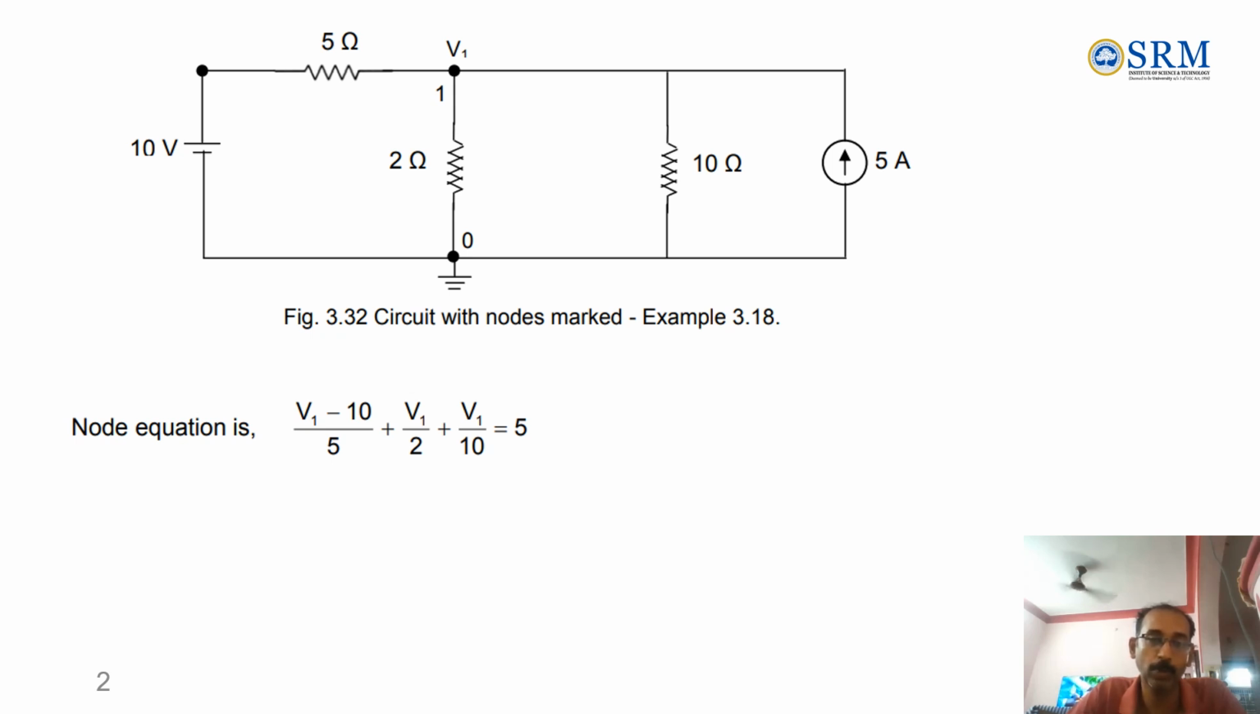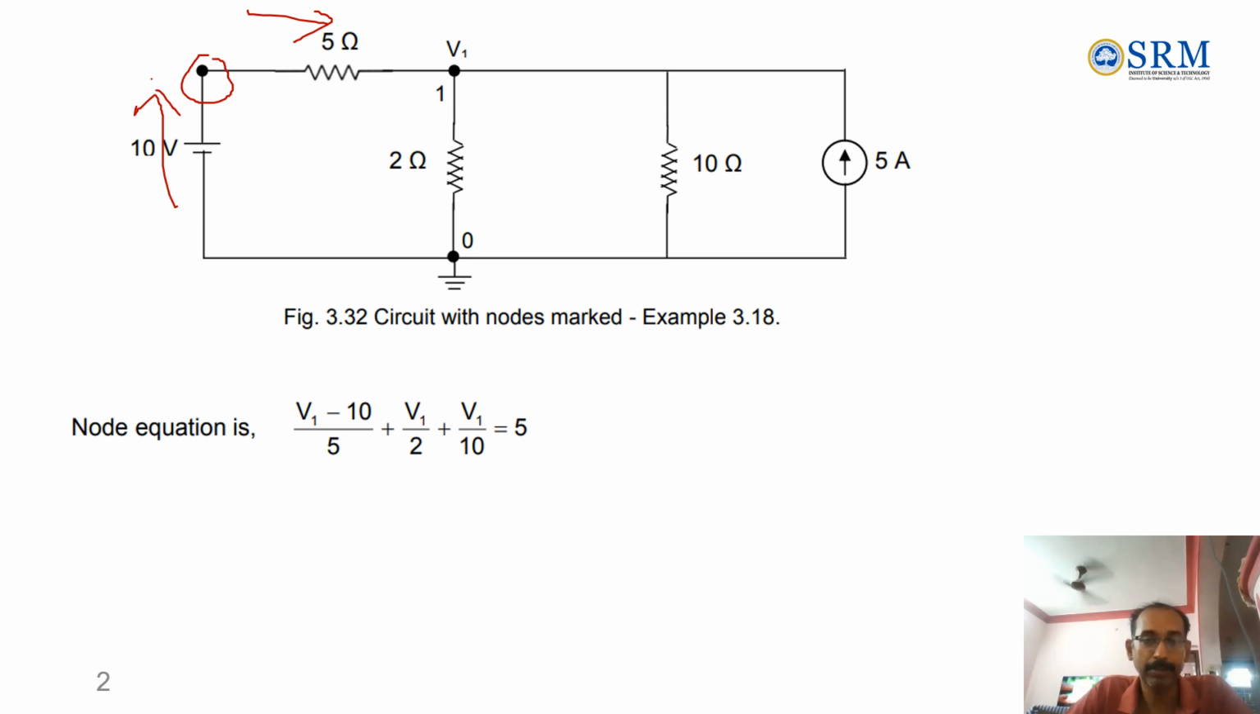This is not a node. A node is a place where the current entering and leaving are different. So you cannot say this point is a node because whatever current comes here, the same amount of current goes here, right? You cannot say this point is a node, but this is a node. Here the current changes, right? Fine. Now how do you write the nodal equation?